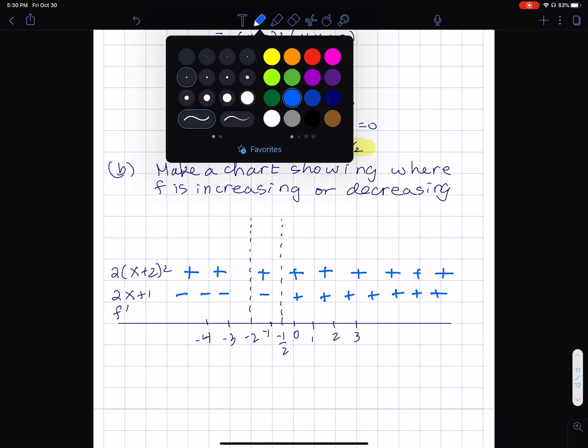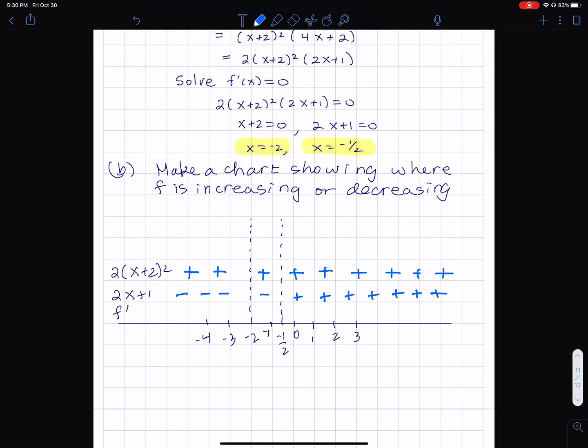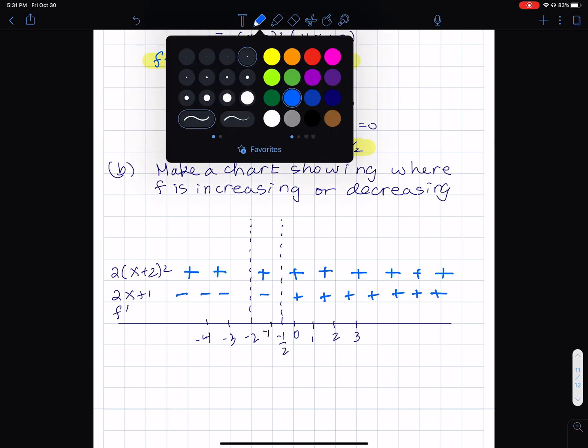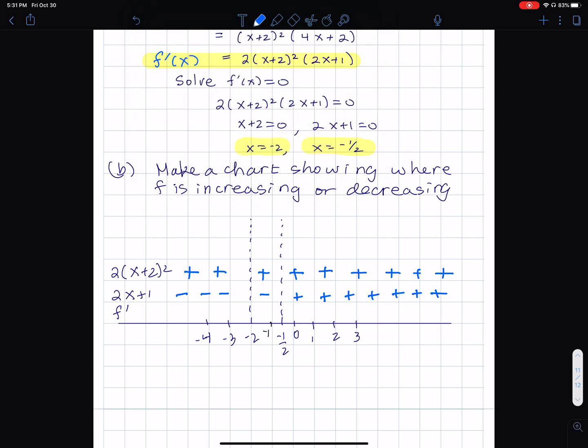Let's just make clear that that's what I'm doing there. f prime of x is the product of these two factors, 2 times (x plus 2) squared and 2x plus 1. So f prime is the product of those factors. Now, if I multiply the positive and negative, I get a negative. A positive and negative is negative again. Positive positive is a positive.